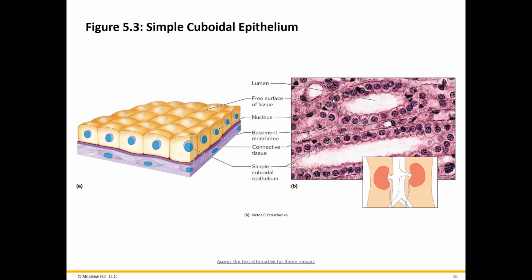So here is your simple cuboidal epithelium. That thin purple layer on the outside is going to be your basement layer, and then this mess over here is the connective tissue. Inside is your apical surface because it's forming a duct or a tube, and we call that the lumen now.